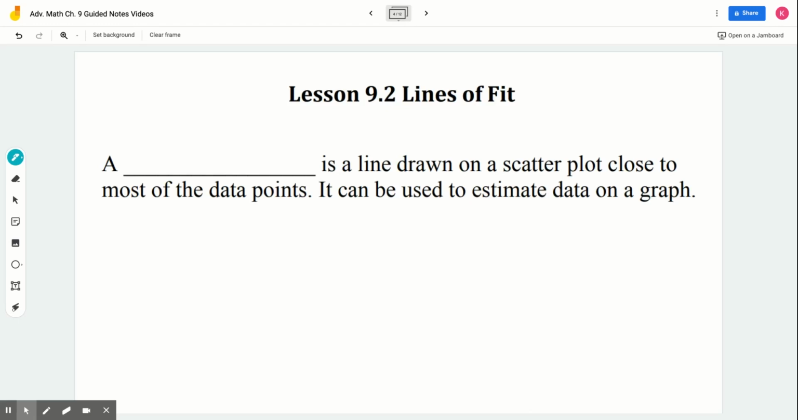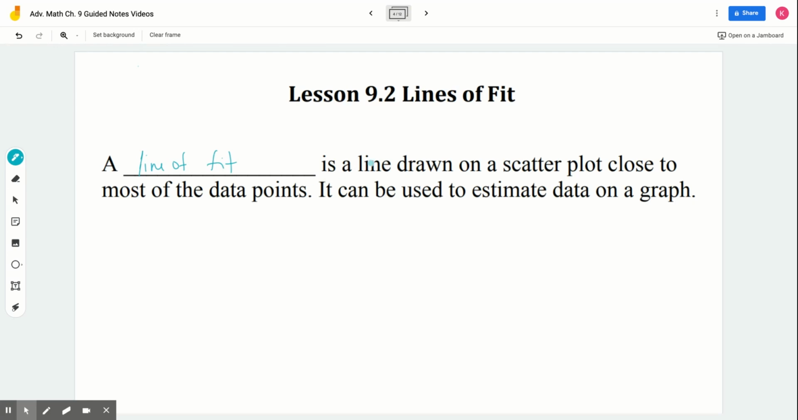Today we're going to be talking about lesson 9.2 on lines of best fit. A line of fit is a line drawn on a scatter plot close to most of the data points. It can be used to estimate data on the graph, so we can use this to make predictions or estimations on what might happen at a different point on the graph.